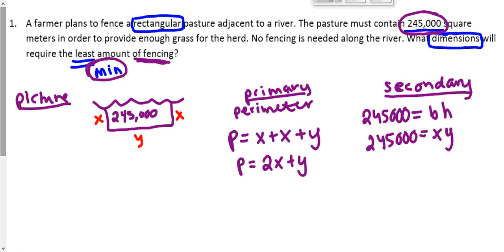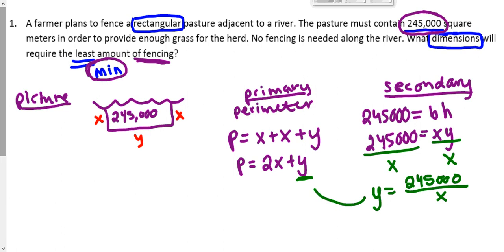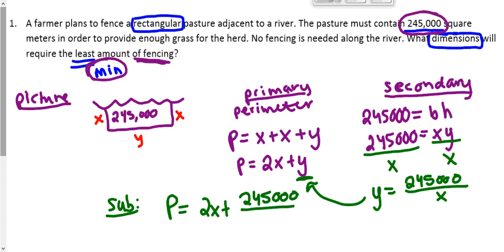So now what we want to do is solve this equation. We need to solve it for x or solve it for y. I think y is going to be easier to plug in. So I'm going to divide x over. So y equals 245,000 divided by x, and that's going to go in here. So our new perimeter equation after we substitute is going to be 2x plus 245,000 over x.